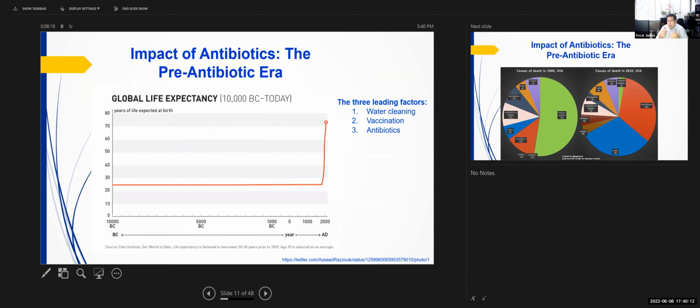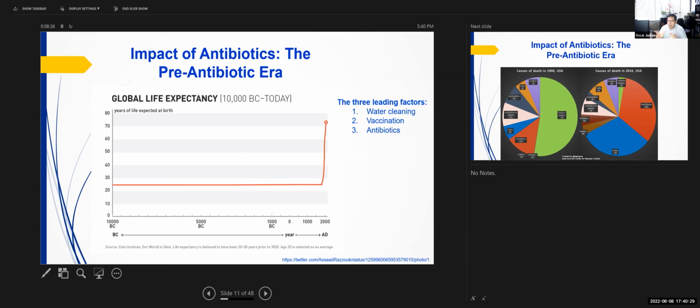What is the impact? How can we measure the impact of antibiotics on human health, okay? I have mentioned to you in what conditions or situations we're going to be needing antibiotics. But how can we measure how important they are?